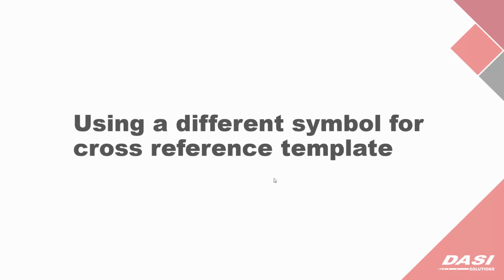Our standard cross-reference template uses the standard normally open or normally closed symbols for the cross-reference. I have customers, though, that have intermixed these ANSI symbols with the IEC symbols for a normally open and a normally closed contact. Now, all of a sudden, what do you do? Because now the cross-reference isn't showing correctly.